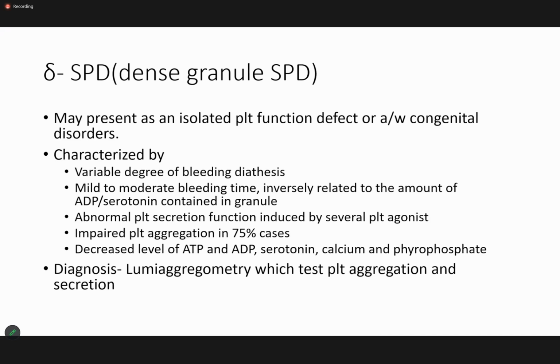They can also have abnormal platelet secretion function, and around 75% of cases have impaired platelet aggregation. Patients with this problem have decreased levels of ATP, ADP, serotonin, calcium, and pyrophosphate. The diagnosis is based on lumi-aggregometry, which tests platelet aggregation and secretion as well.